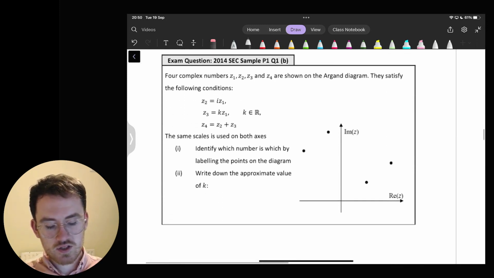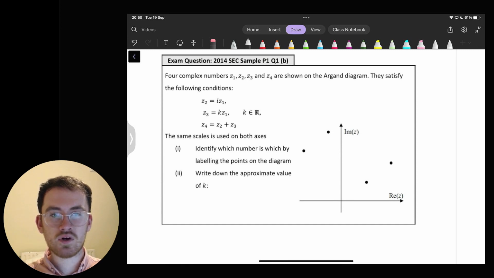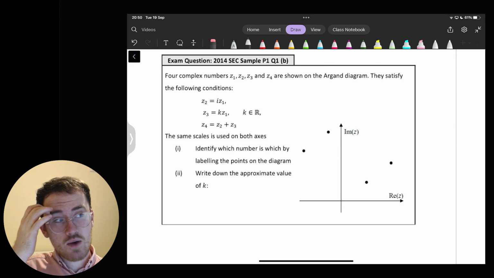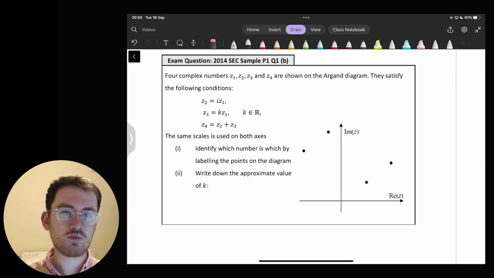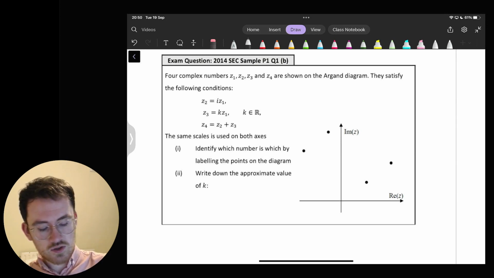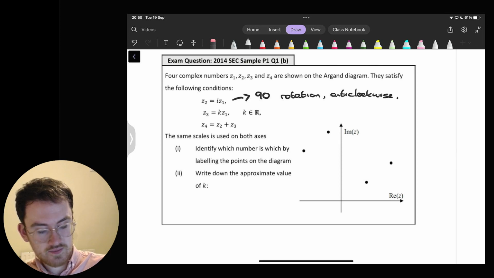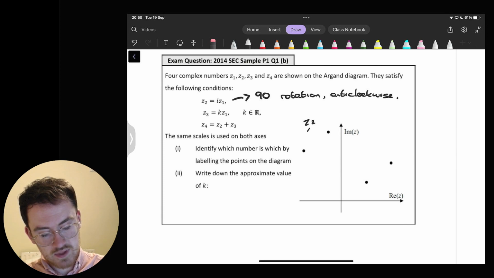Okay, looking then at the 2014 sample paper option, we have four complex numbers here, Z1, iZ1, Z3 and Z4. The same scale is used on both axes, and we're asked to identify which number is which by labeling the points and write down an approximate value of k. So we have to identify which one is Z1, then Z2 is going to be iZ1, so let's make a note for ourselves. So that's a 90-degree rotation. Which way? That's going to be anti-clockwise. A 90-degree rotation anti-clockwise. So that suggests to me that Z2 might be either of these two ones here, if Z1 is either of these two ones.